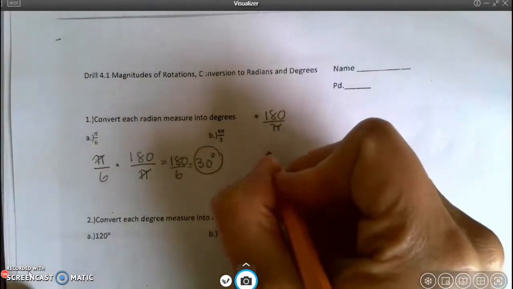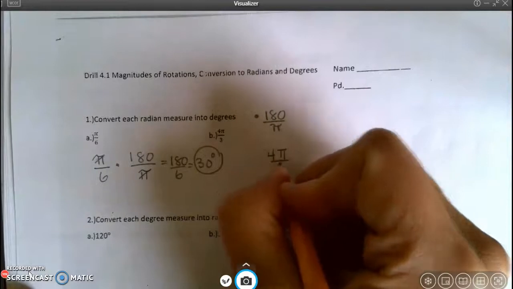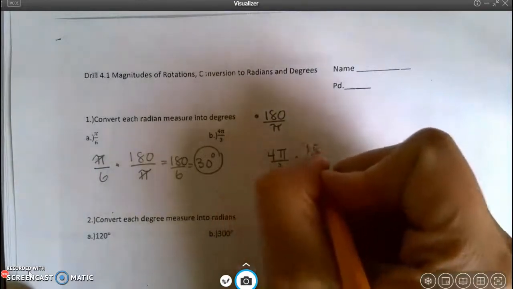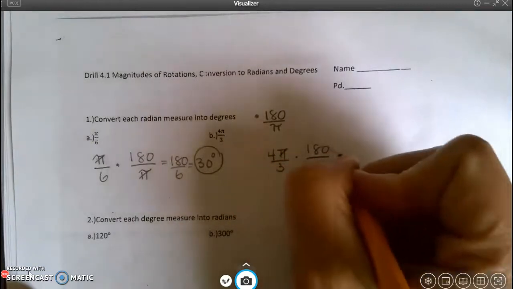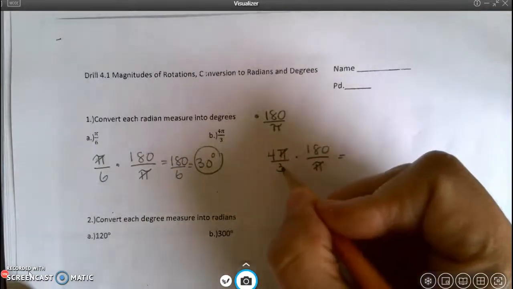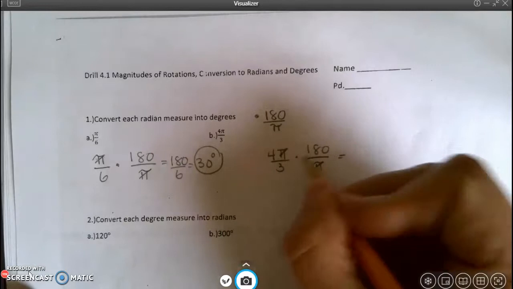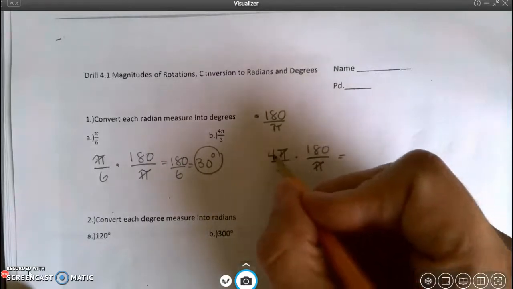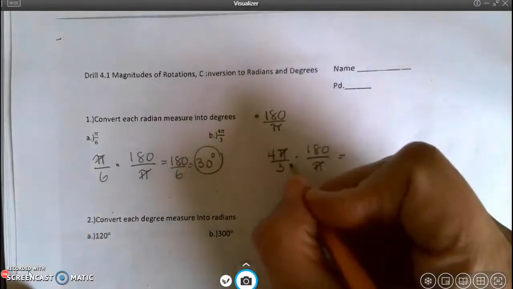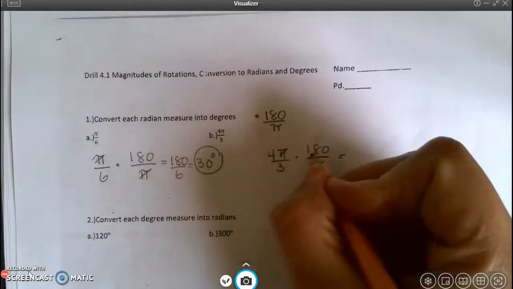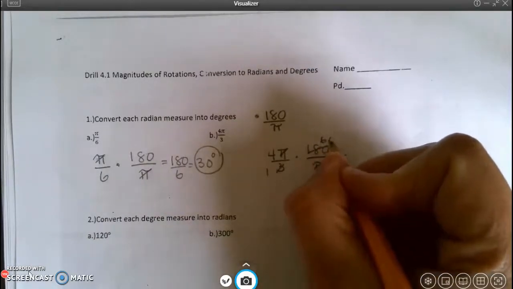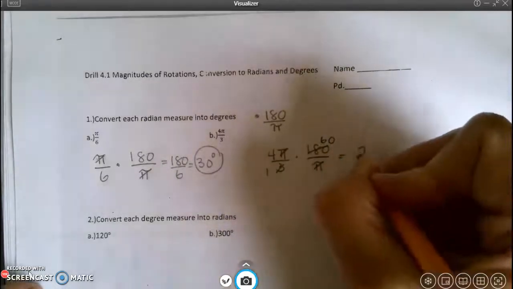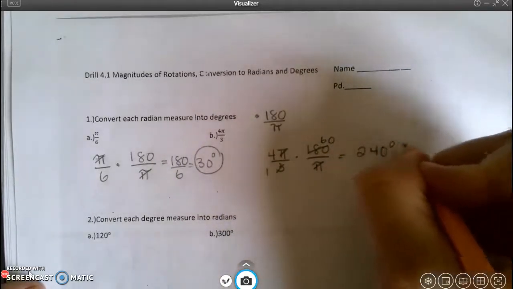For part B, again, I'm going to multiply by 180 over pi, and the pi's cancel. I'm going to go ahead and do some division before I multiply the 4 times the 180. 180 divided by 3 is 60, and 4 times 60 is 240 degrees.